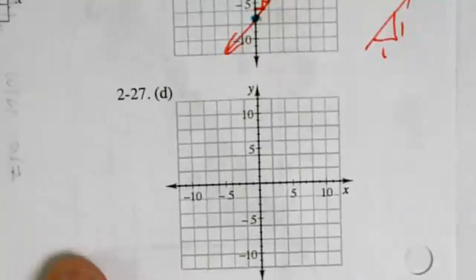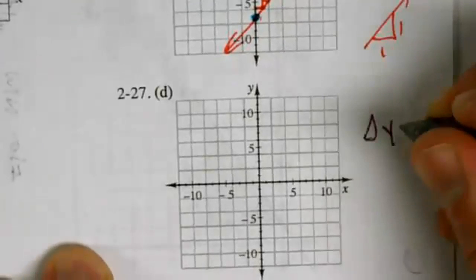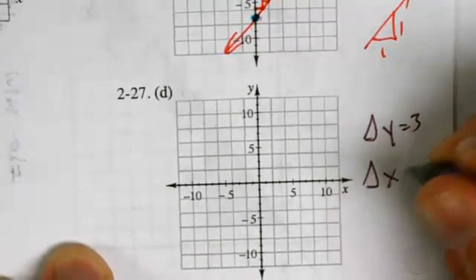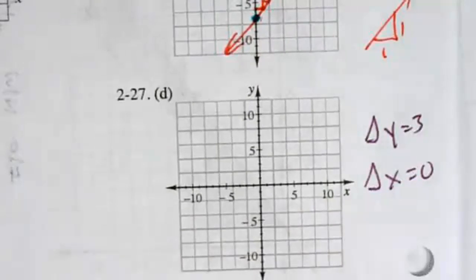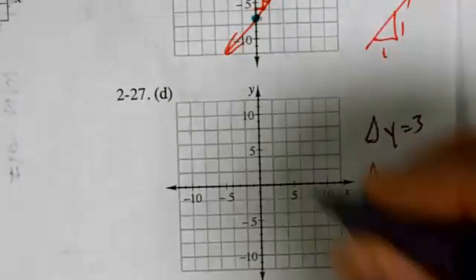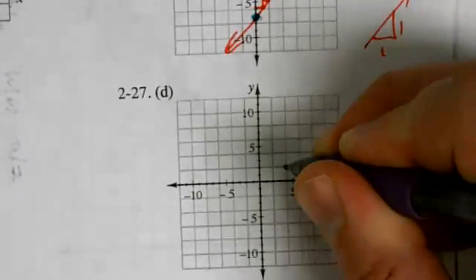All right, and then G, this is the weird one. Change in y is 3, change in x is 0. So again, they didn't give us a start value. So we can start wherever we want. I'm going to start, I don't know, right there.